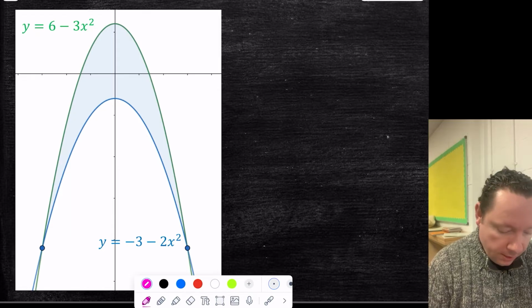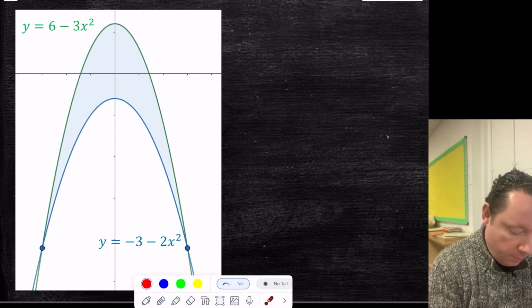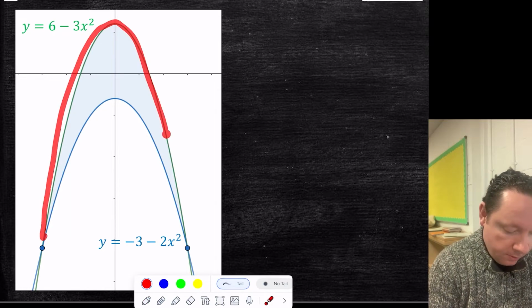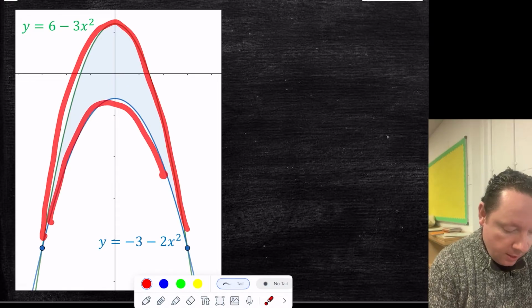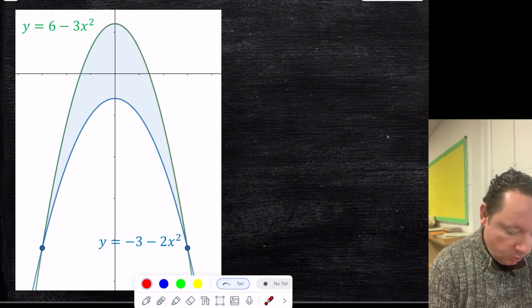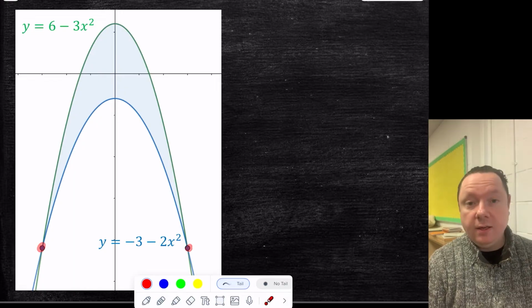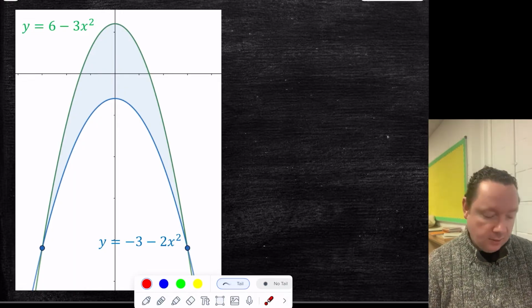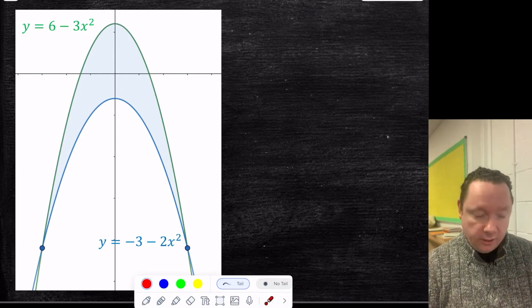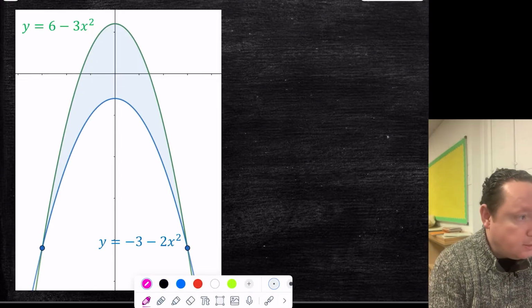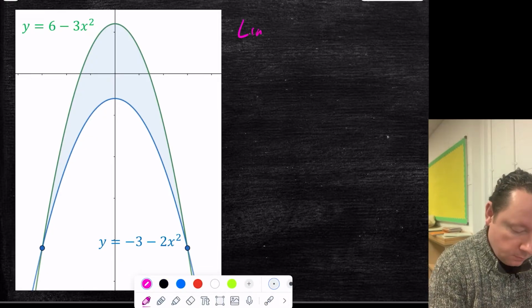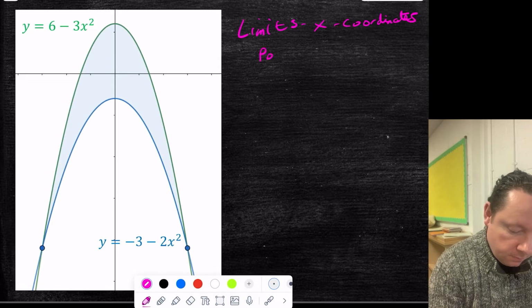So step 1, we need to find our upper, that's that one minus this one, and it's between these 2 points, but we don't know these points. We need to find the points of intersection first, or our limits. Points of intersection is when the equations are equal to each other. So our limits, which are the x coordinates of the points of intersection.